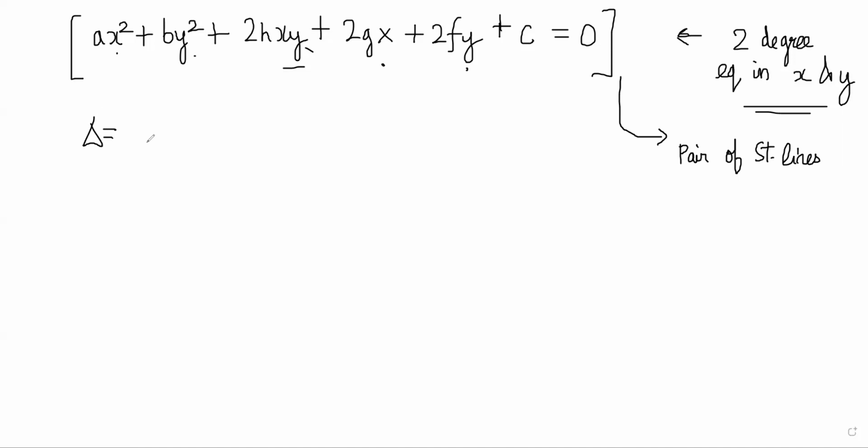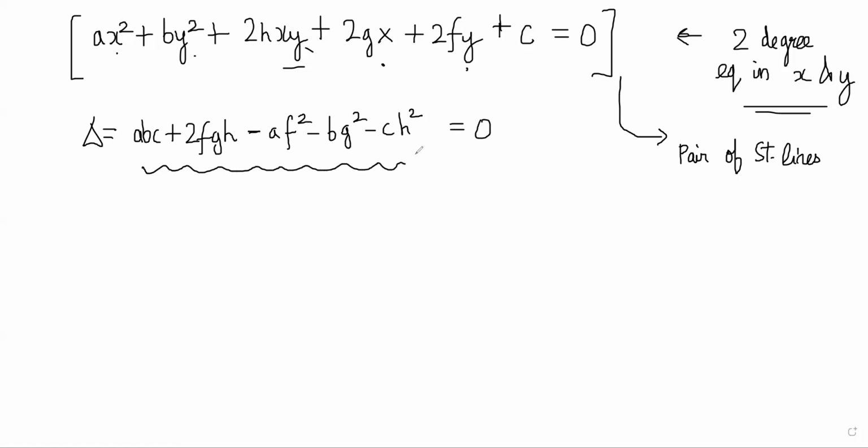And that delta you need to remember, it is abc plus 2fgh minus af square minus bg square minus ch square, right? This delta discriminant must be equal to 0 for this general equation to be a pair of straight lines, right? Now, do you know why this has to be 0?